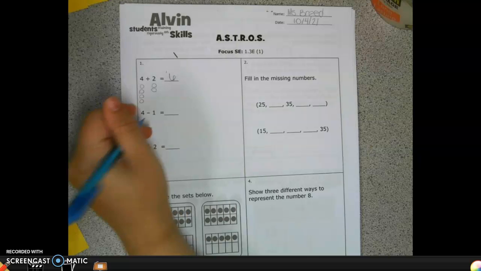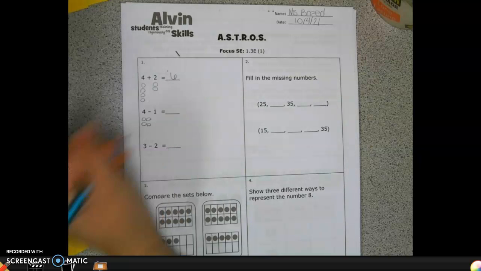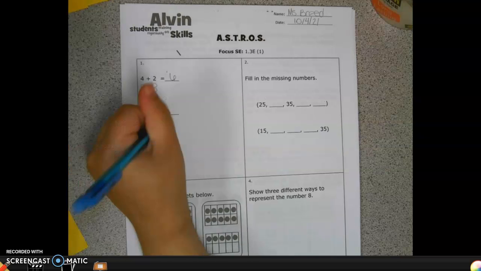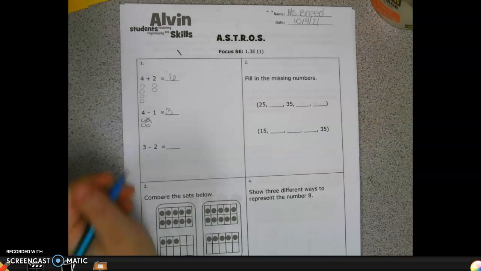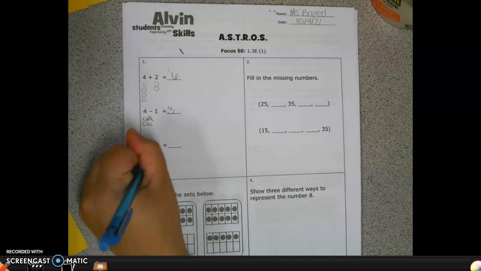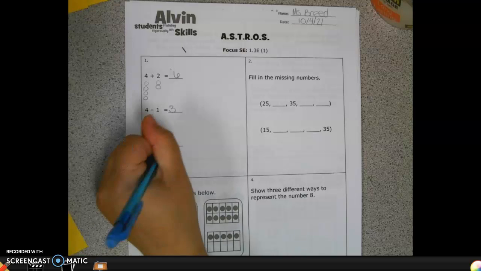For this one, I see 4 circles, 1, 2, 3, 4, and I'm going to take away 1 circle. So I'm going to cross 1 out, and that means I have 3 circles left. For this one, I have 3 minus 2, so I'm going to draw 3 circles. I'm going to cross out 2 circles, and I have 1 circle left.